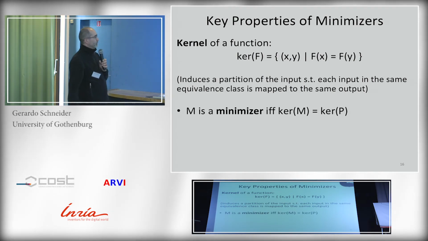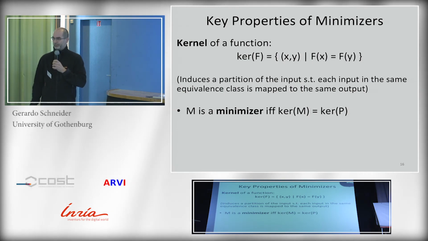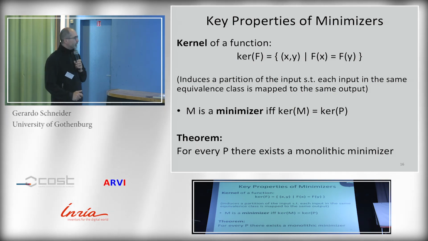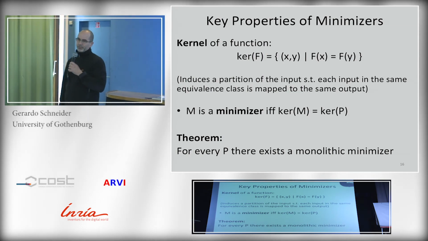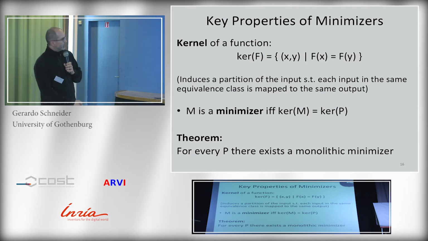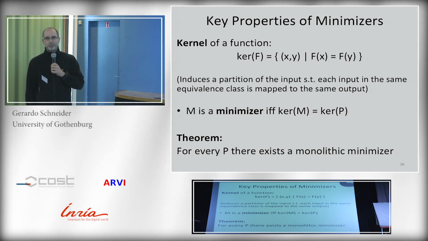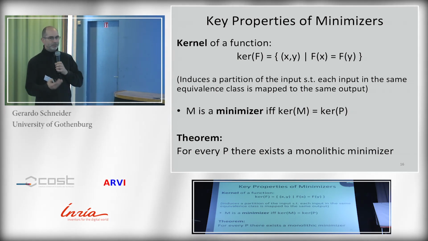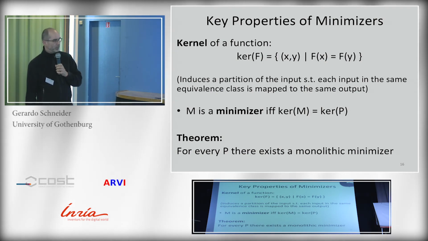So you can give a characterization by saying that a minimizer of a program is one that has exactly the same kernel as the program. I think it's a pretty trivial observation also. And not that trivial, but there is a result saying that for any deterministic program, as we have seen before, there always exists a monolithic minimizer. I will not go into the proof of this. It's an observation, so you can always get a minimizer for a program of the kind we are looking at.